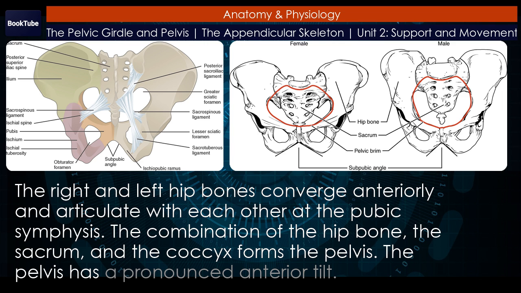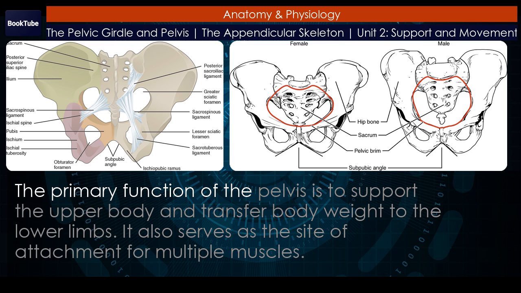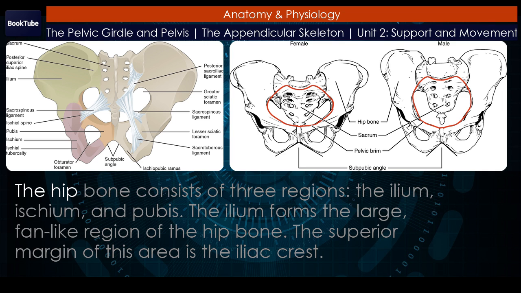The pelvis has a pronounced anterior tilt. The primary function of the pelvis is to support the upper body and transfer body weight to the lower limbs. It also serves as the site of attachment for multiple muscles. The hip bone consists of three regions: the ilium, ischium, and pubis.